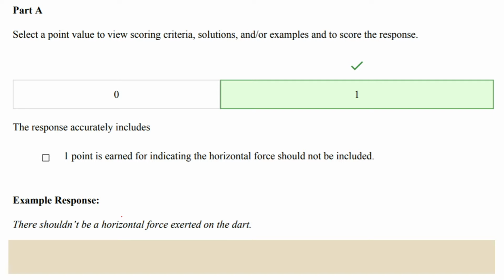If you want to take a closer look at this part of the scoring guide, take a second to pause this video here and take a look. And when you hit play, we'll move on to part B.